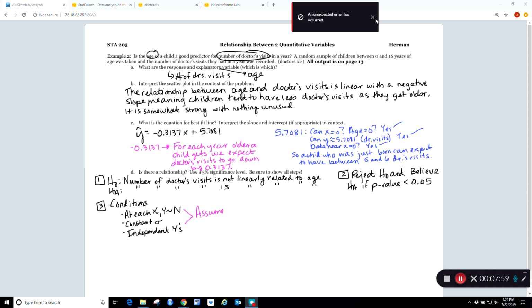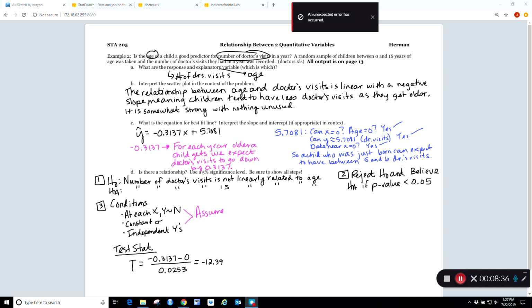So then checking our conditions, remember we're not actually going to formally check these. They're just going to be things we assume, but we list them anyway so that we realize what we've assumed. So we need the idea of normality at each value of x. We need this same constant population standard deviation throughout. And our y's would need to be independent of each other here, where y is again our number of doctor's visits. So the idea of independent y's would mean we believe that one child's number of doctor's visits has no impact on another child's number of doctor's visits. So again, we're going to assume those.